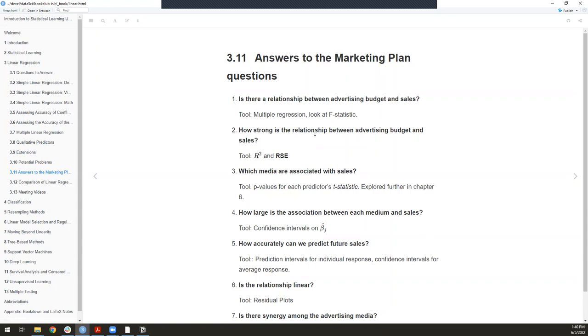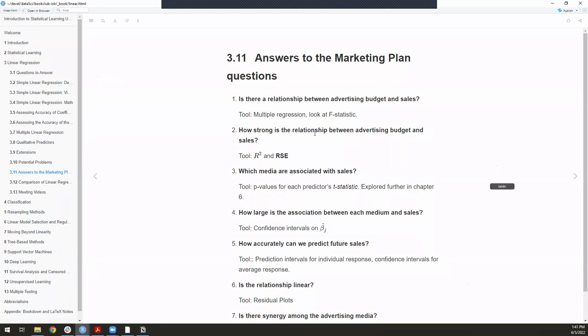Yeah, maybe it's wrong, so let me know, but this is what I got out of that last section. The first question was, is there any kind of relationship between the advertising budget and sales? The tool to use is multiple regression, looking at your F statistic and also the p-values. The next question was, how strong is the relationship? That was using the R squared and the RSE.